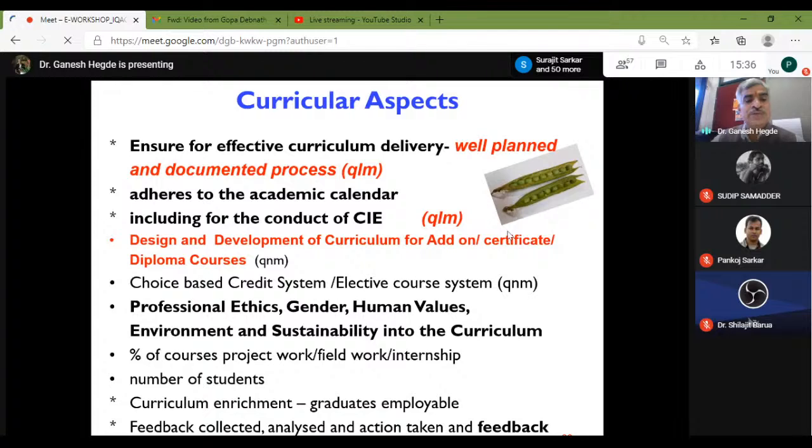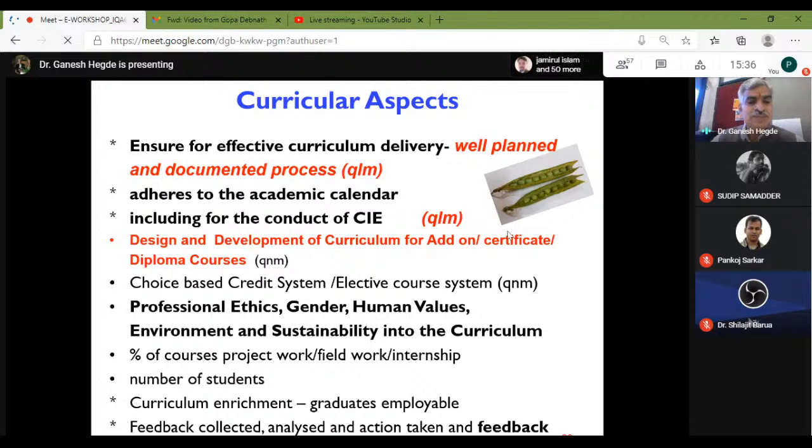The institution needs to look into the continuous internal evaluation. There will be 80-20, or 60-40, or 70-30, depending upon the university. You will have the continuous internal evaluation. So this will be a qualitative metric.